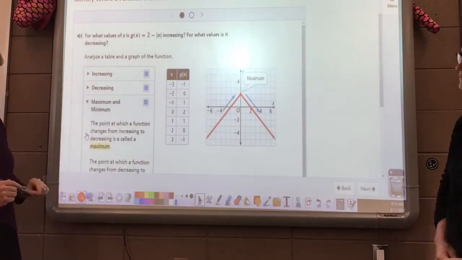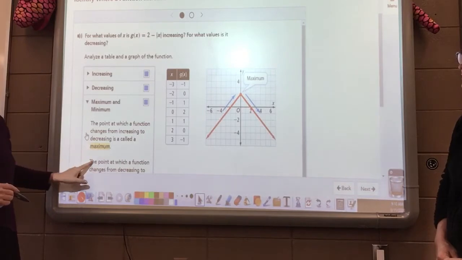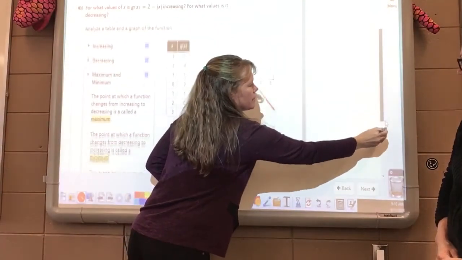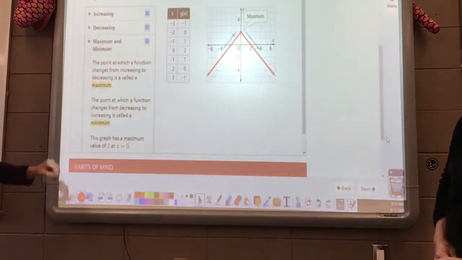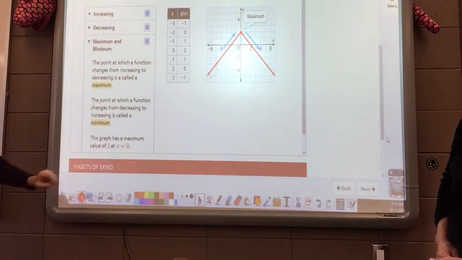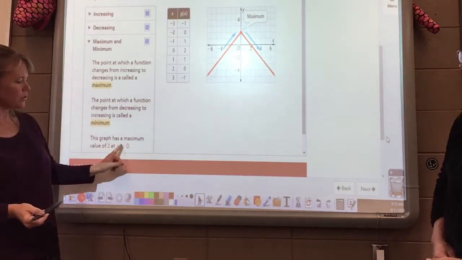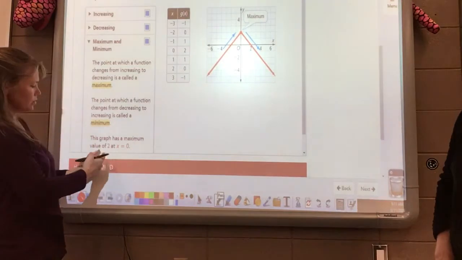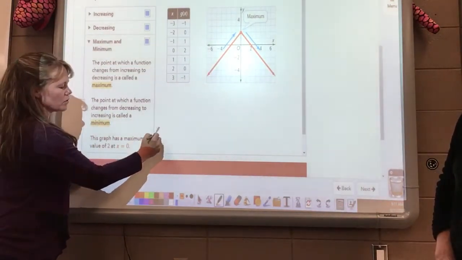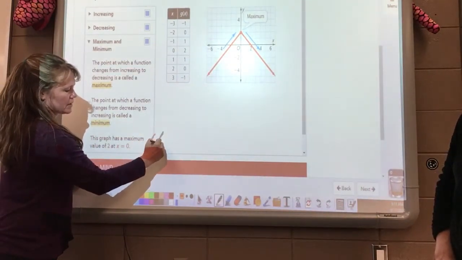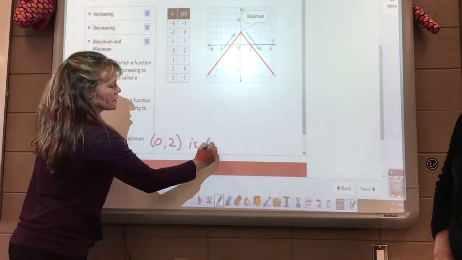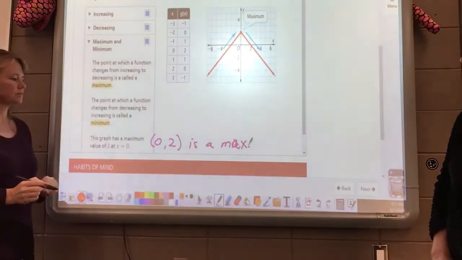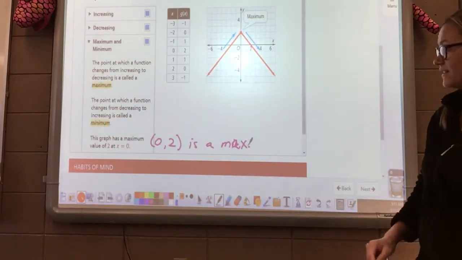So your maximum, and now this is highlighted in yellow, so that'll go into your notes in that packet of notes that you have for this chapter. Maximum, minimum, and then this graph has the minimum value of 2 at x equals 0. I really like to write that as a point. So you could write it this way if you like, or you can write 0, 2 is a minimum. Or, sorry, a maximum. That's everything we need to say.